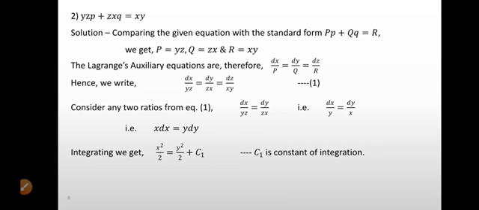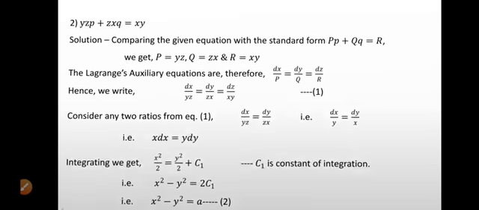Integrating, LHS gives us the result as x square by 2 and RHS y square by 2 plus C1, where C1 is constant of integration. Simplification gives x square minus y square equal to 2C1. Call this 2C1 as some a. So x square minus y square equal to a is the first solution considering first two ratios of equation 1.